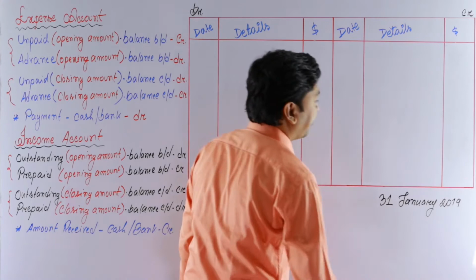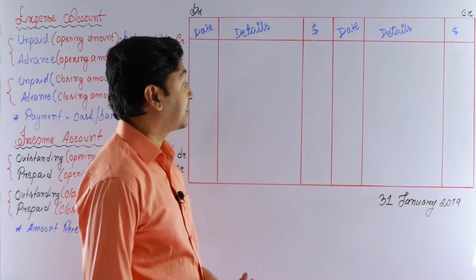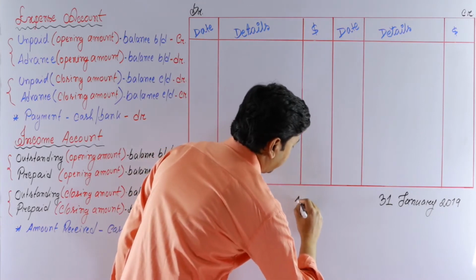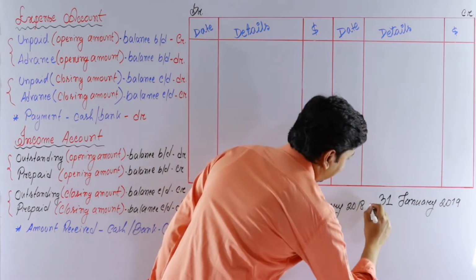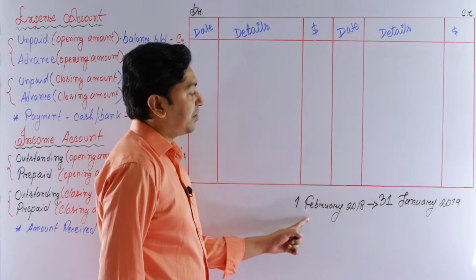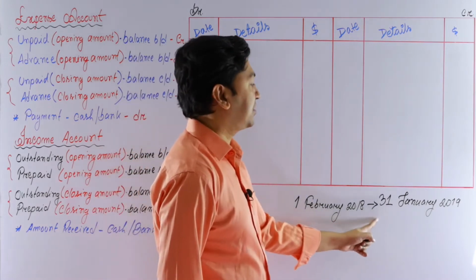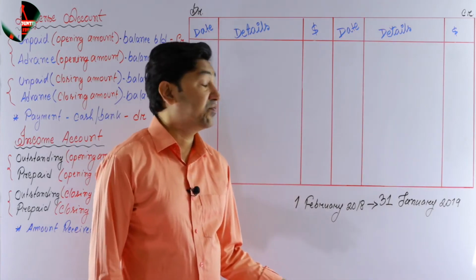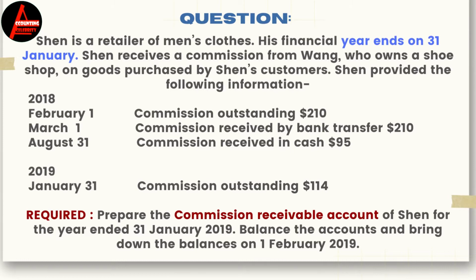Now my question is, when did Chen start his financial period? It will be 1st February 2018. So 1st February 2018 to 31st January 2019 is 12 months, 1 year. This is the financial period for this businessman. Then what is written? Chen receives a commission from Ong, who owns a shop, on goods purchased by Chen's customers. Chen provided the following information.